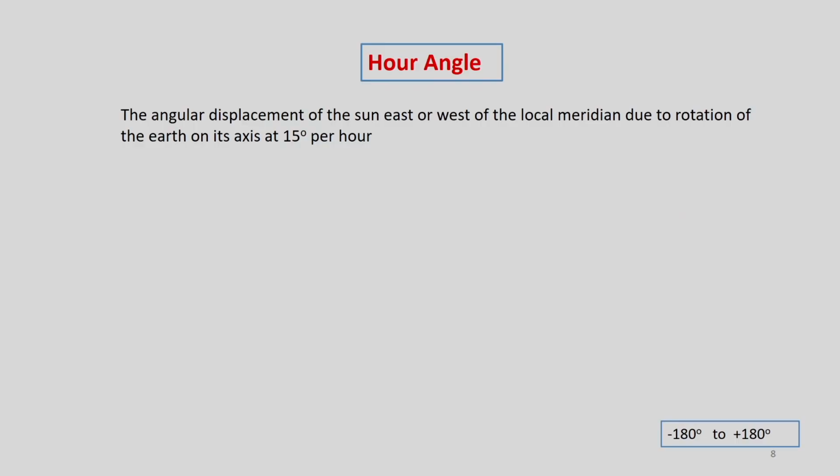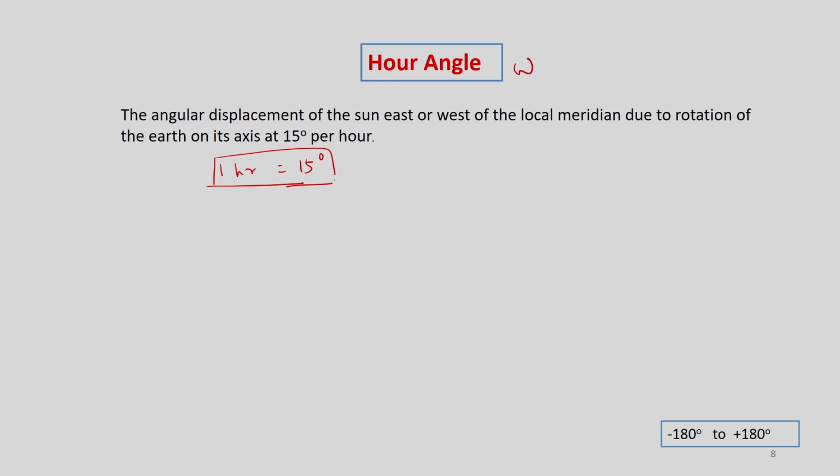Now, let us study hour angle. Hour angle is very important. We need to calculate local apparent time for calculation of hour angle. We represent hour angle as omega. It represents the angular displacement of the sun east or west of the local meridian due to the rotation of earth on its axis at 15 degree per hour. That means 1 hour is 15 degree, or 15 degree represents 1 hour.